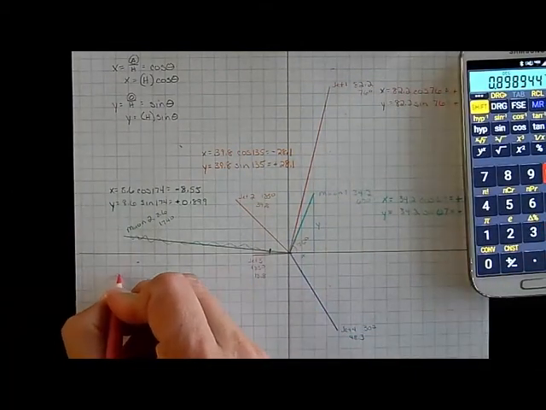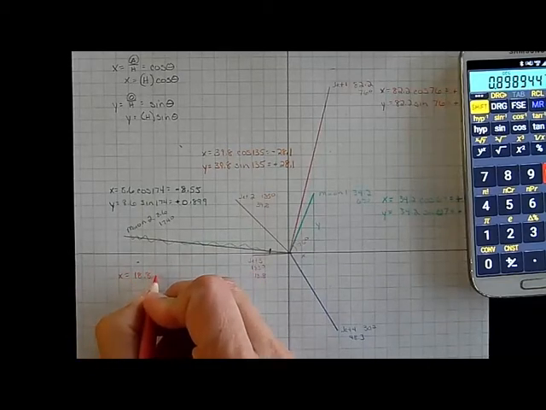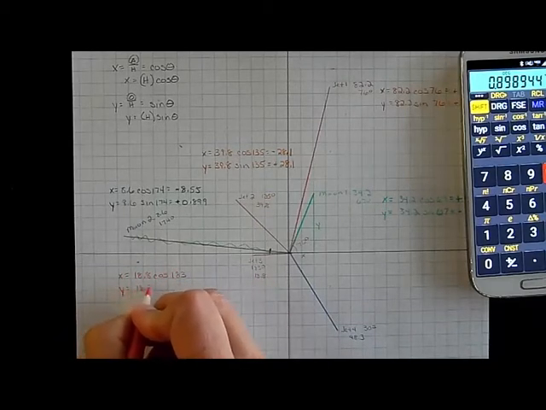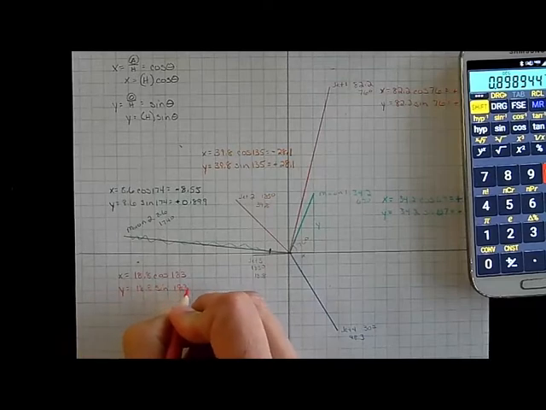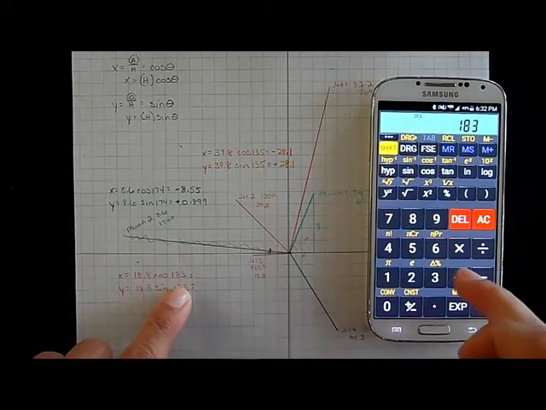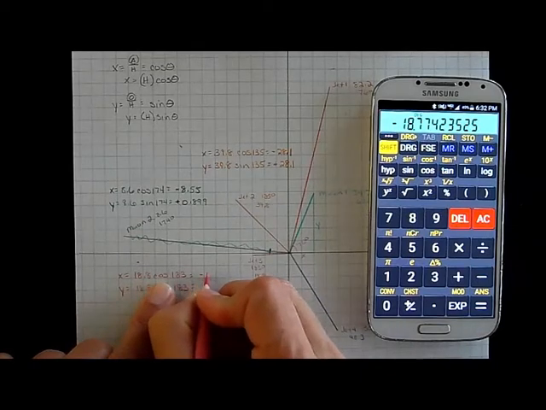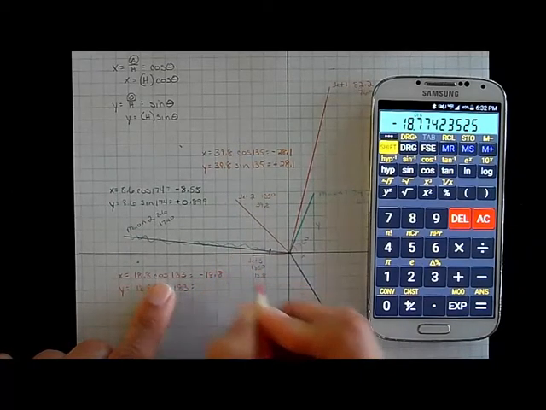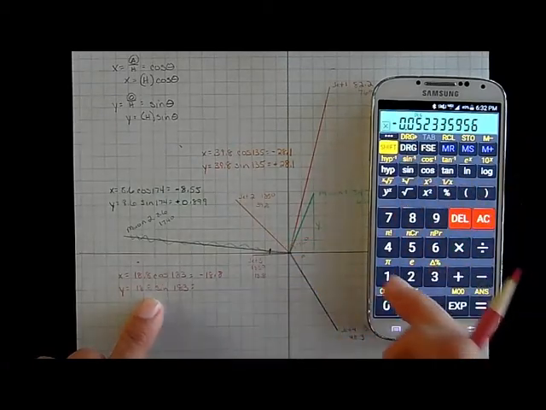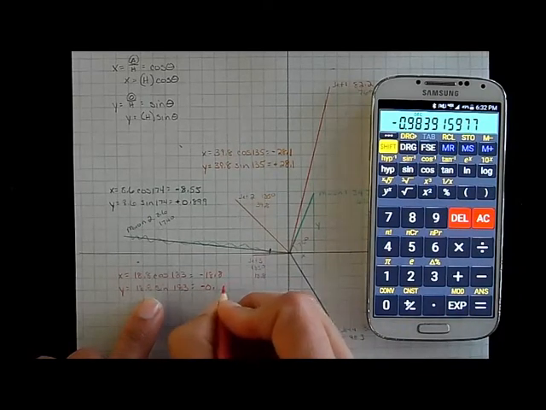Our jet 3 was 18.8 cosine of 183. Our y was 18.8 sine of 183. So 183 cosine times 18.8, it's a negative 18.8. And 18.8 sine of 183, we have a negative 0.984.